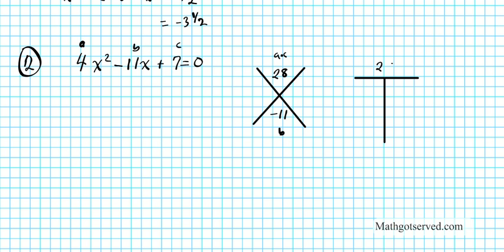All right, so 28, what times what gives you 28? 1 times 28. If I add these two, I get 29. If I subtract, I get 27. That doesn't work. 2 times 14. If I add these two, I get 16. If I subtract, I get 12. That's not 11. What's next? 4 times 7. If I add these two, I get 11. Bam.